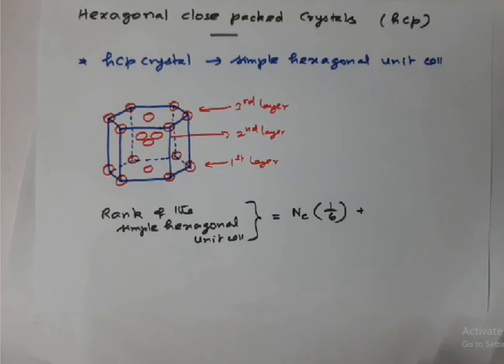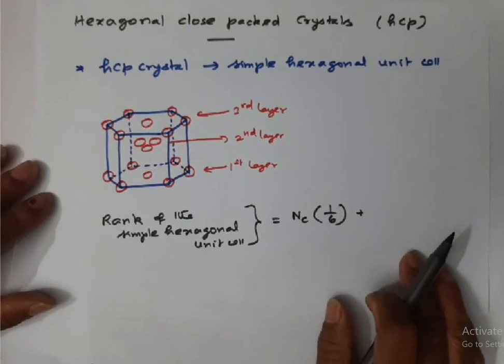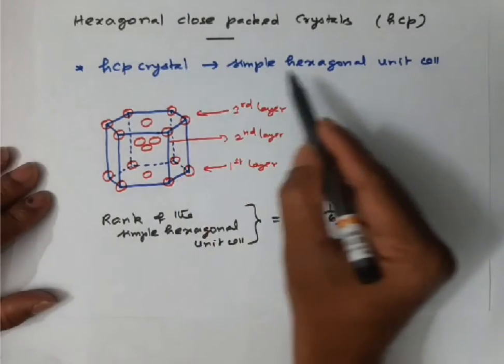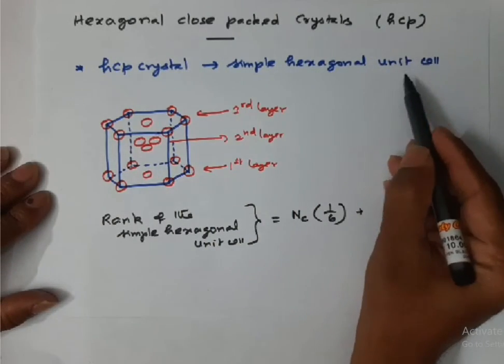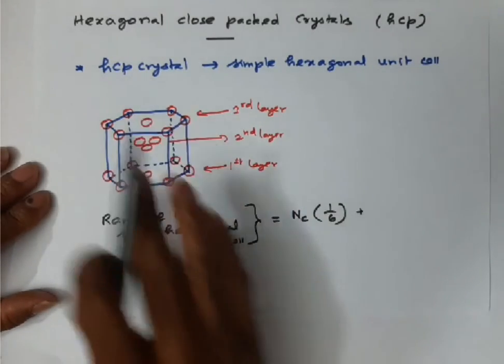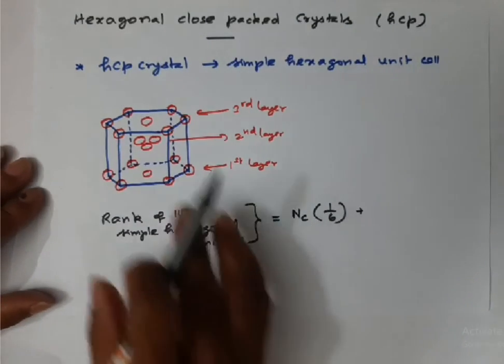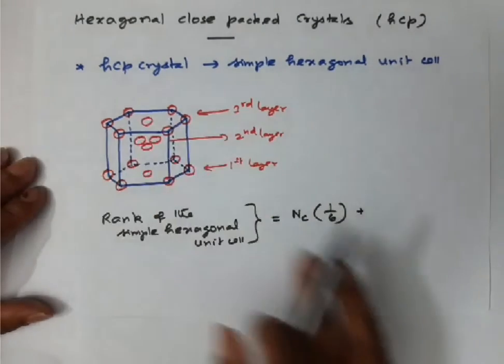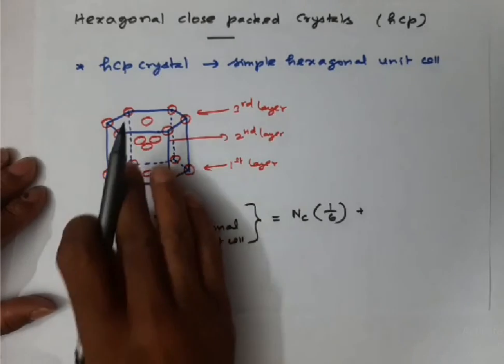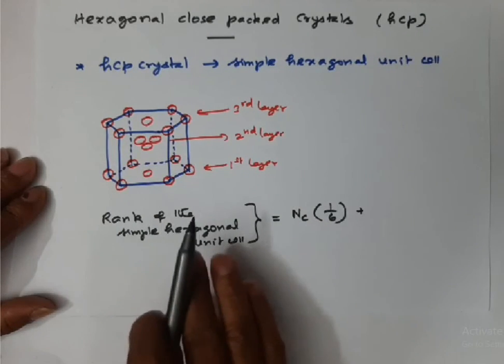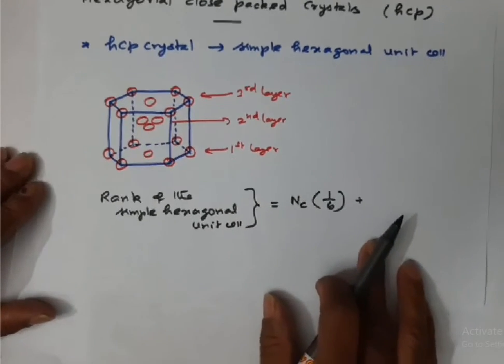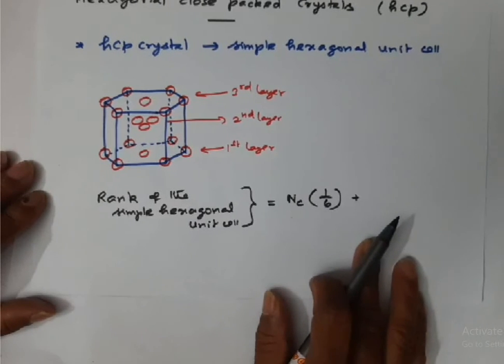So in hexagonal close packed crystals, we have a simple hexagonal unit cell. This is the simple arrangement of the unit cell. Now, how to calculate the rank of the simple hexagonal unit cell? Rank is nothing but the number of atoms per unit cell.